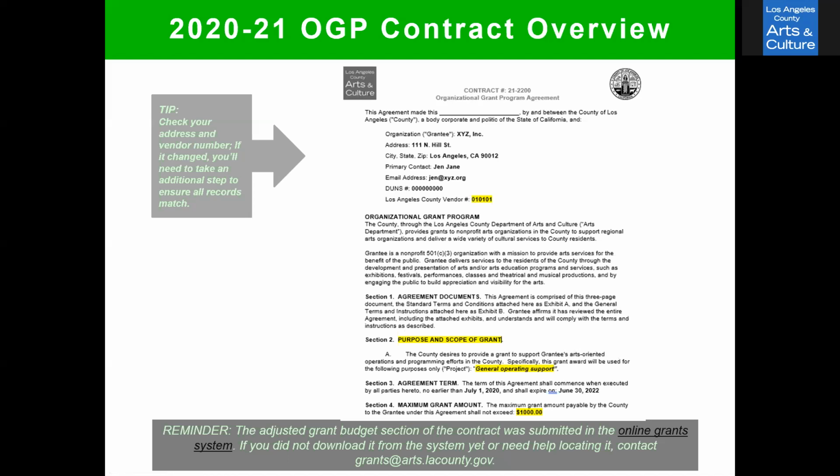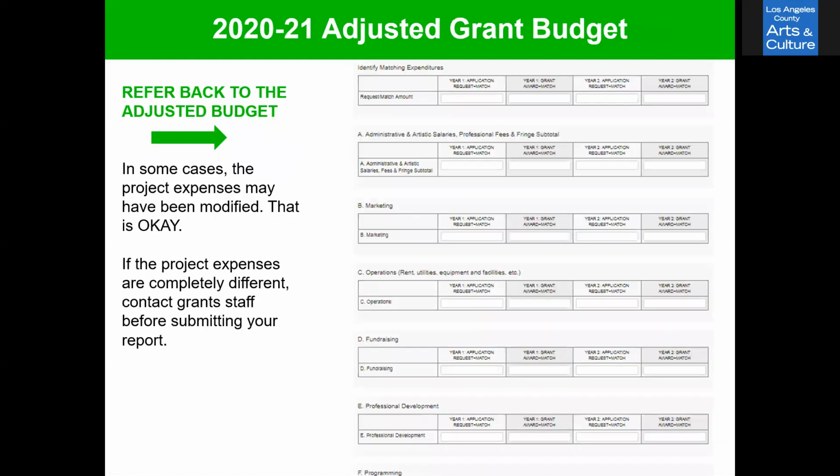The second part is obviously the budget, which you probably filled out in the old system, Fluid Review. If that's the case, you'll need to go back into that system and download it. And if you don't have access to it, or you're just confused about how to do that, just email us. We have your budgets in our files, and we can just send it to you. So if you have any issues with finding your adjusted grant budget, just let us know. Email us at grants@arts.lacounty.gov, and we'll send it over to you. It's no problem.